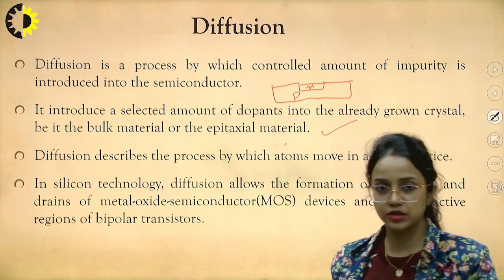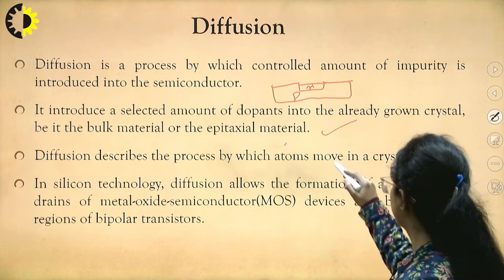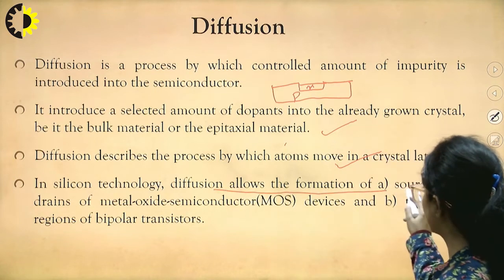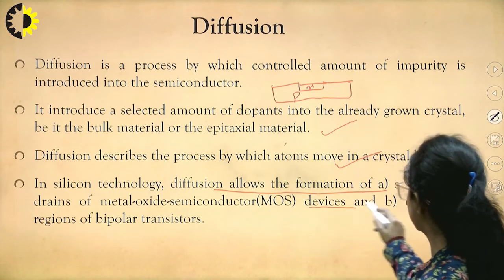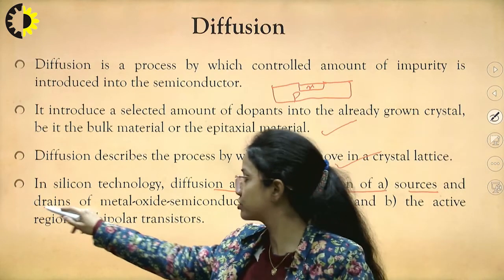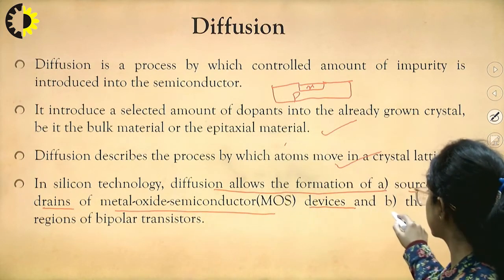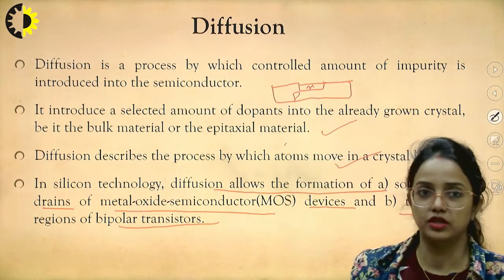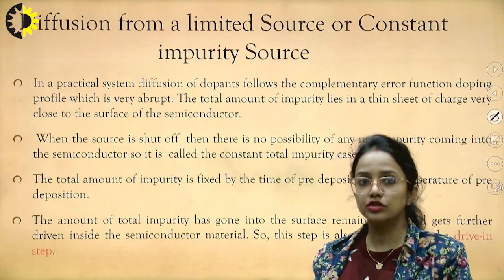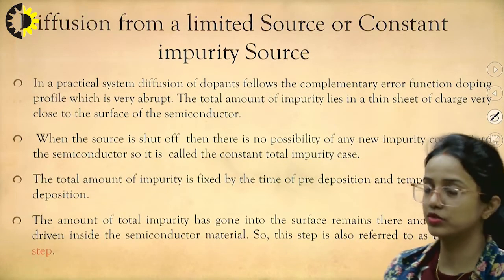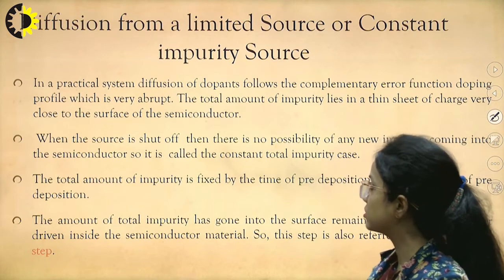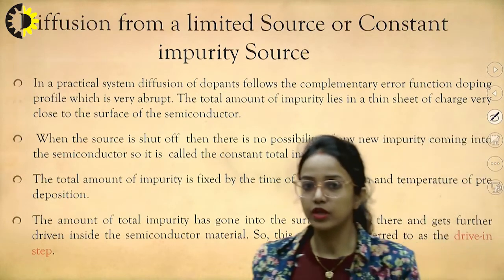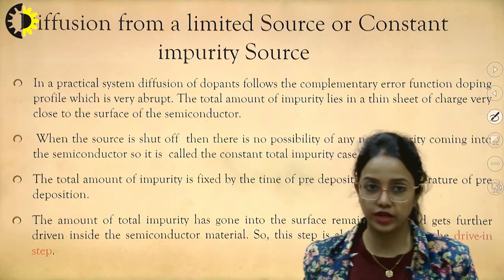So it describes the process by which atoms move in a crystal lattice. In silicon technology, diffusion allows formation of the source and drain of metal oxide semiconductor devices. The active regions of bipolar transistors can also be made using diffusion. Here we have to study diffusion from a limited source or constant impurity source. In a practical system, diffusion of dopant follows the complementary error function doping profile, which is very much abrupt.